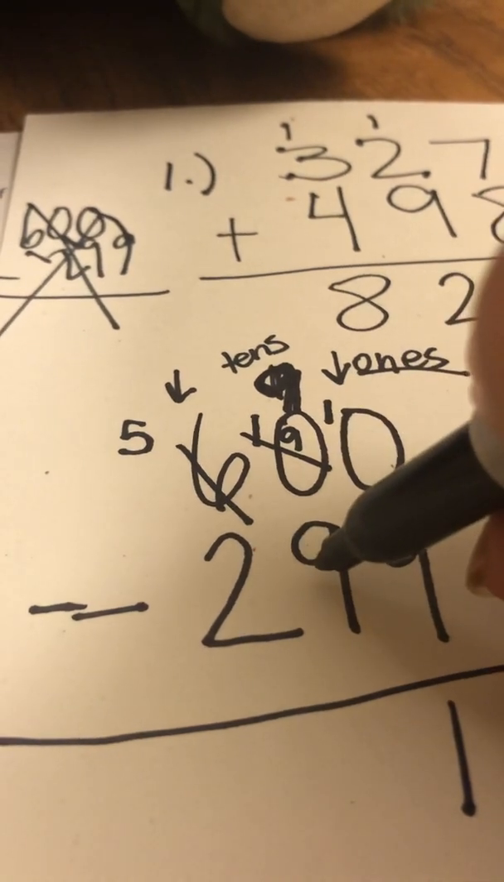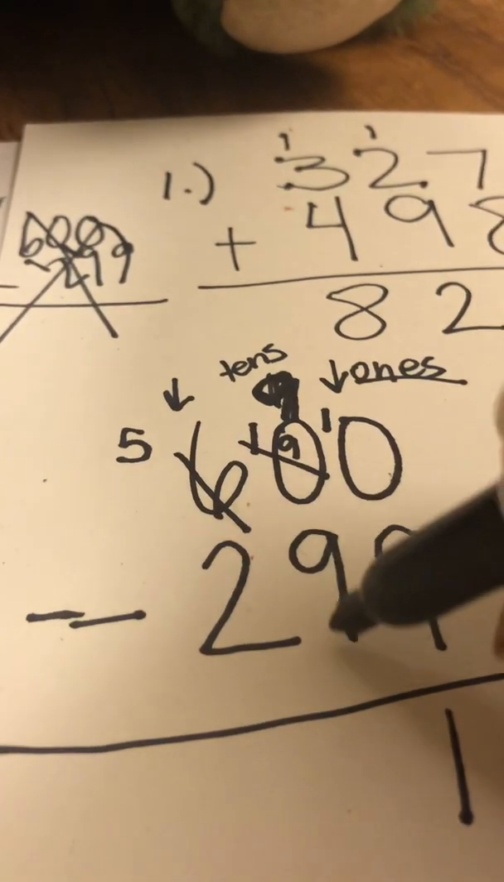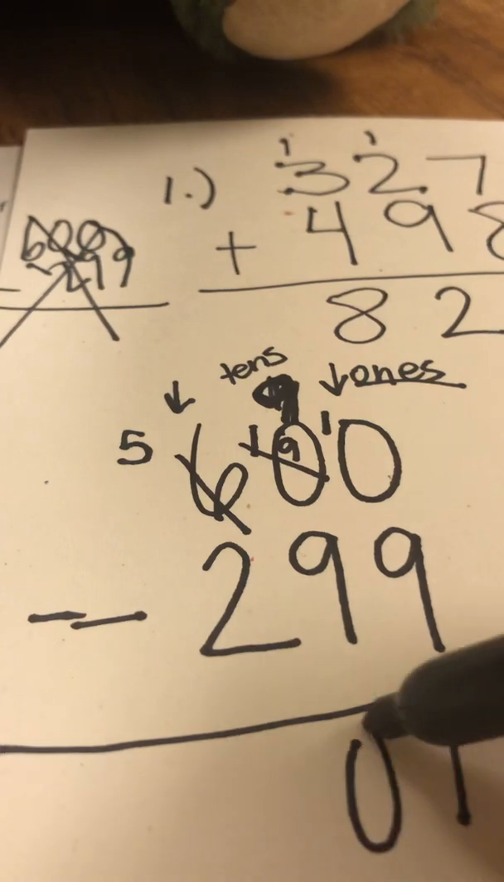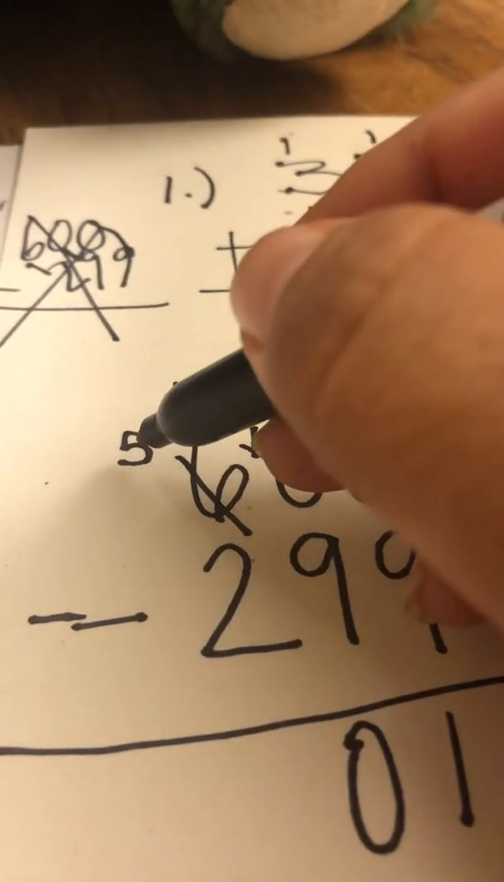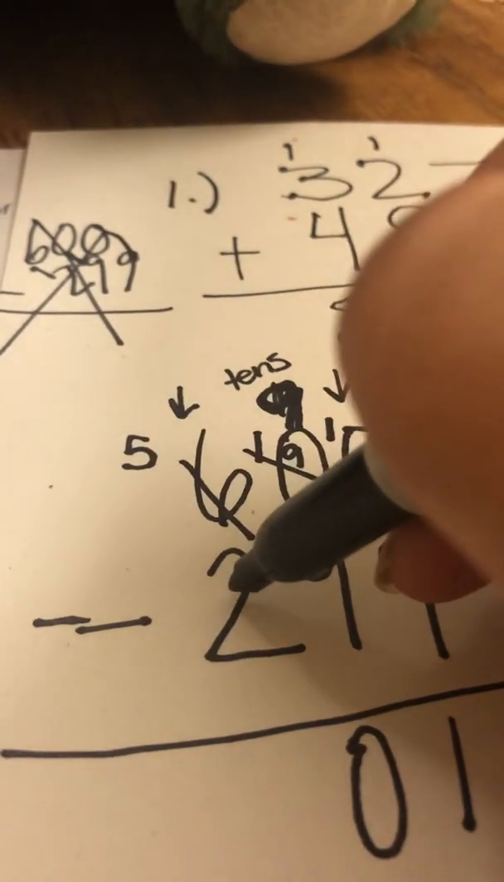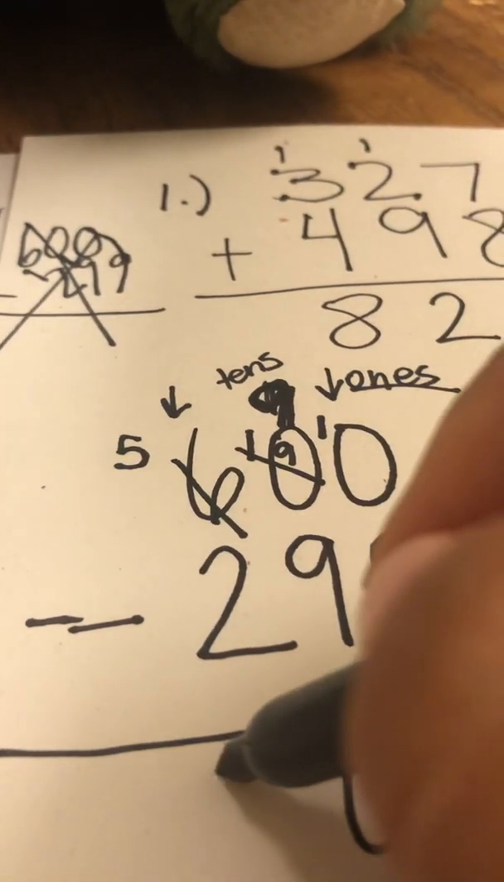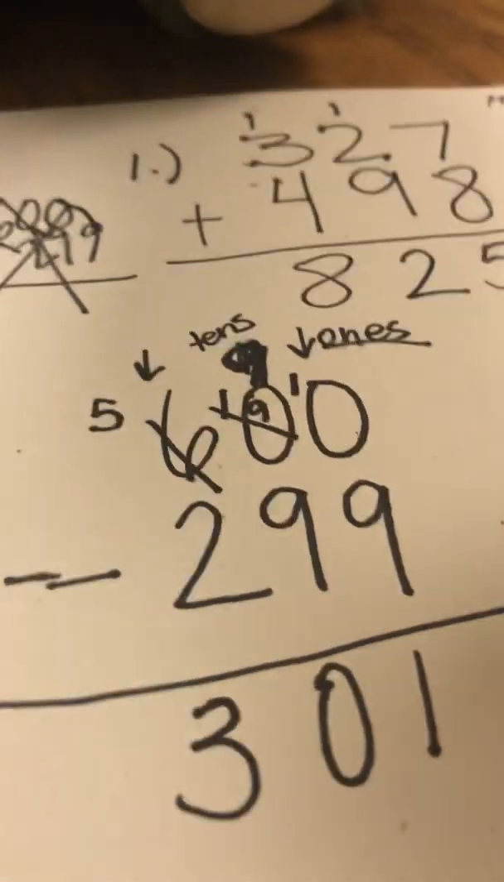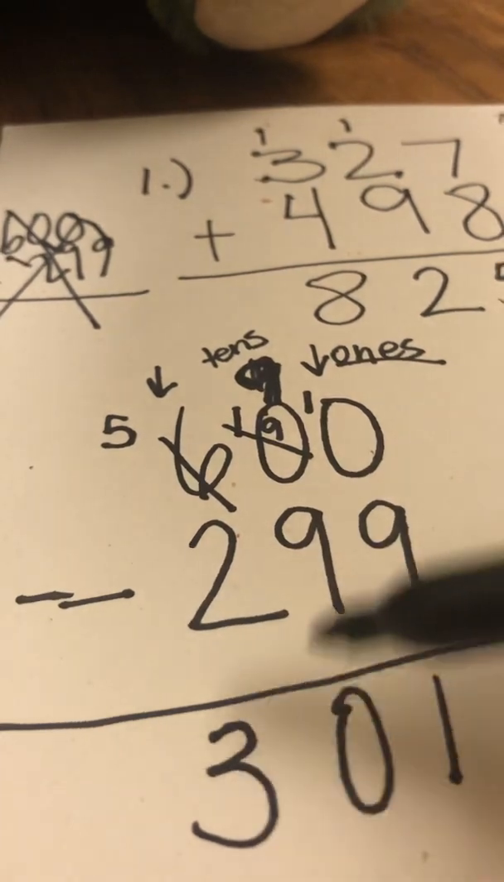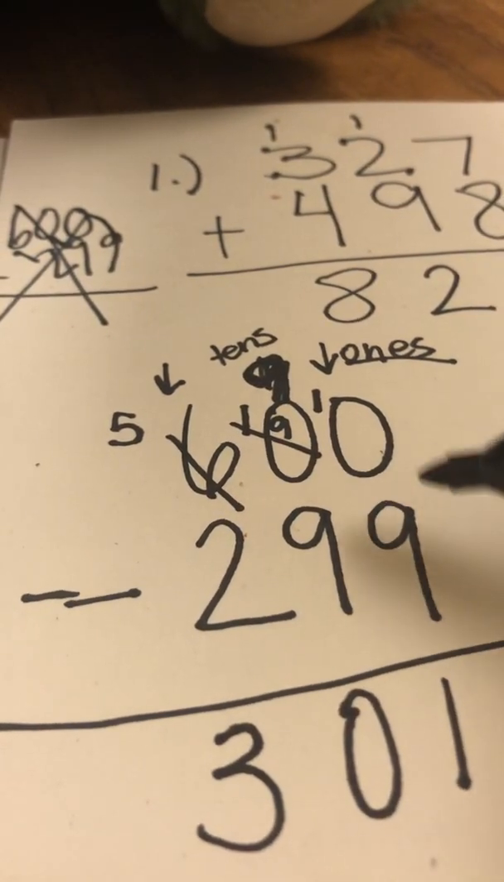9 minus 9 equals 0. That's right. And 5 minus 2 equals 3. That's right. Now, do you see how neat I have this?